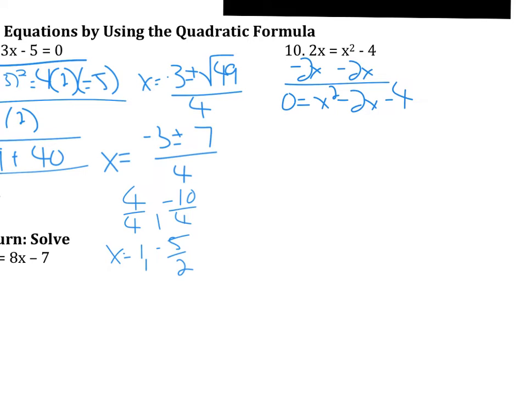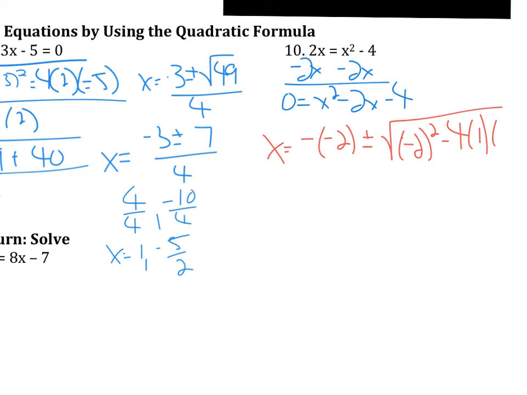So x equals negative b. So negative, our b is a negative 2 this time, plus or minus the square root of b squared, which is negative 2 squared, minus 4, times a, which is 1, times c, which is a negative 4. And then all over 2a, which is 1. Simplified, 2 negatives there make a positive 2 up front.